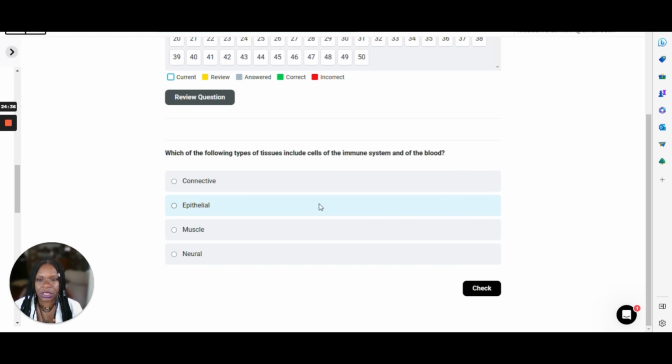So let's go on to the next question, which is, which of the following types of tissues include cells of the immune system and of the blood? Connective, epithelial, muscle, or neural? The 2 that I can get rid of immediately, you guys, are going to be muscle and neural. Muscle cells, we know, are dealing with muscle. Neural equals neurons, which equals the brain. That has nothing to do with the immune system or the blood. However, when it comes to connective or epithelial tissue, you may be in a little bit of a pickle right here if you're stuck between the 2. So I'm going to go ahead and go with connective tissue, and here is why I chose that one.